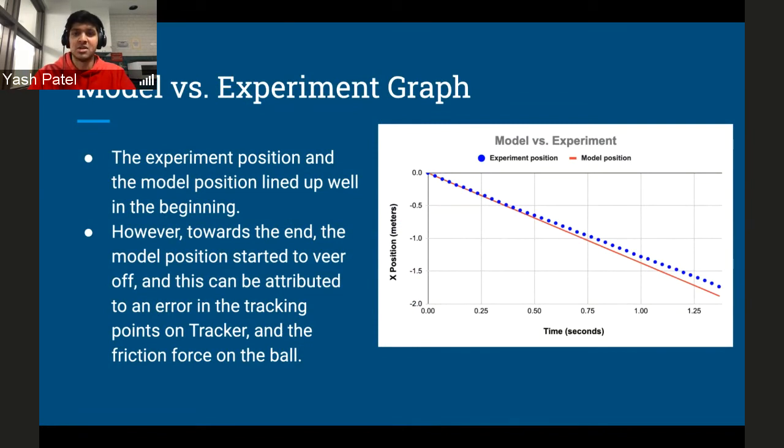This could be attributed to two things. First, there could be an error in the tracking points on Tracker. Secondly, the computational model did not account for friction force. This is why the computational model is just linear, while the experiment position starts to slow down because of that friction force.